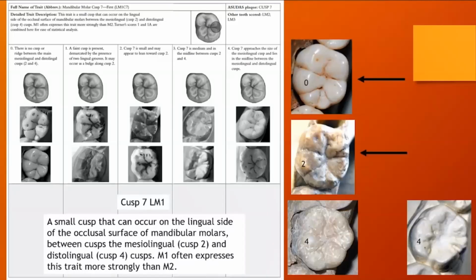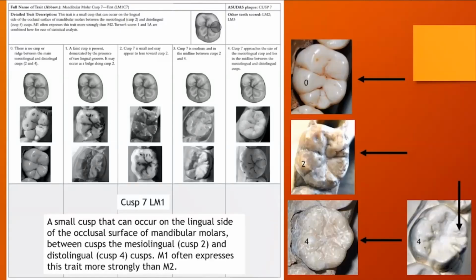This is a 0 score because the groove continues all the way with no interruption. But if we look here, you can see kind of sitting on the side of the more mesial cusp is an extra little cusp. So you can see it's small and it kind of leans towards cusp 2, or the mesiolingual cusp. And then I wanted to provide you with two different expressions of a large cusp 7.